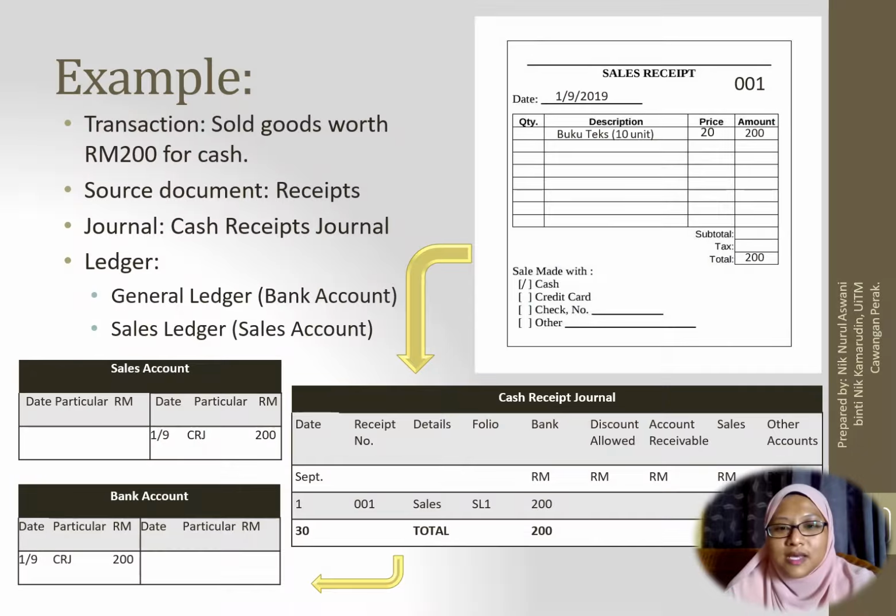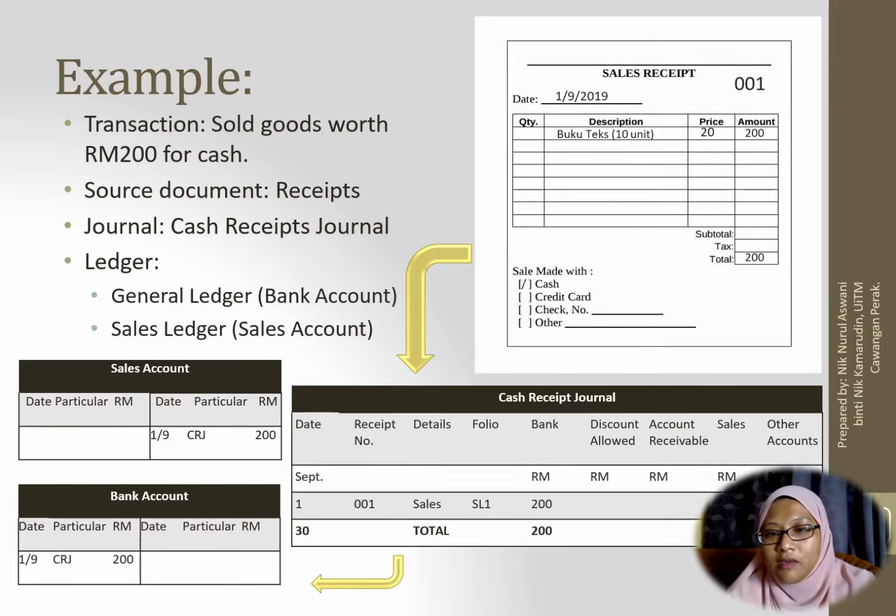So this is an example of the accounting cycle or accounting process, starting from the sales receipt. Meaning that you make a sale: you sold goods worth 200 for cash. Because of this transaction, you sold something to someone.